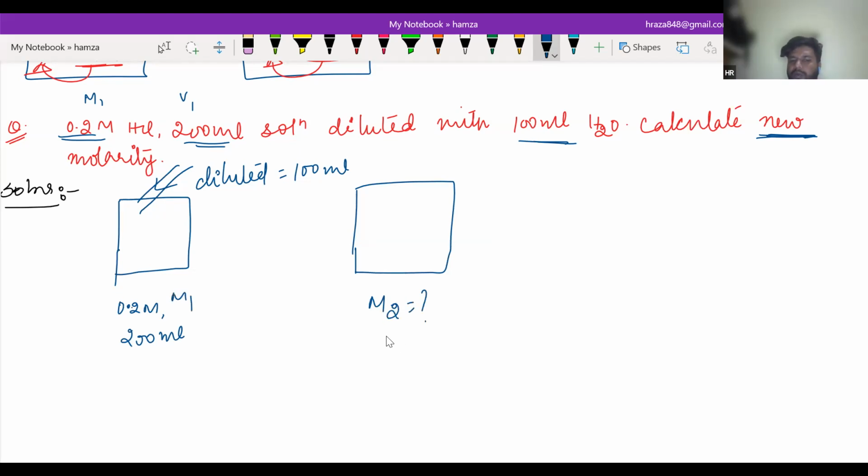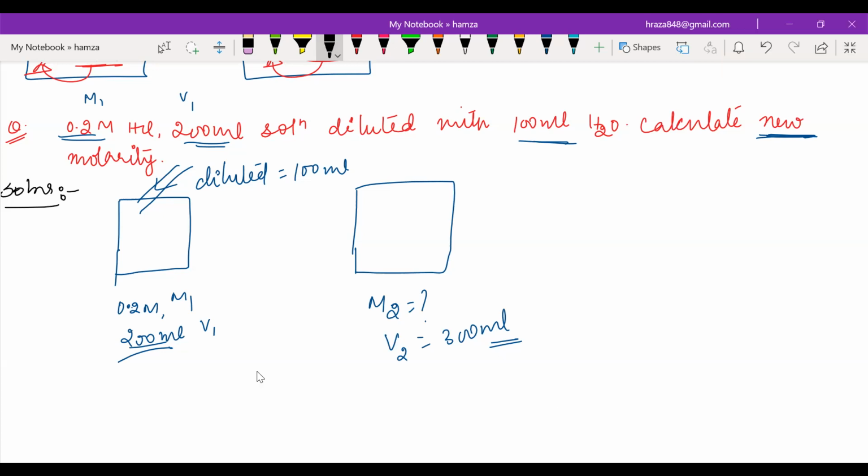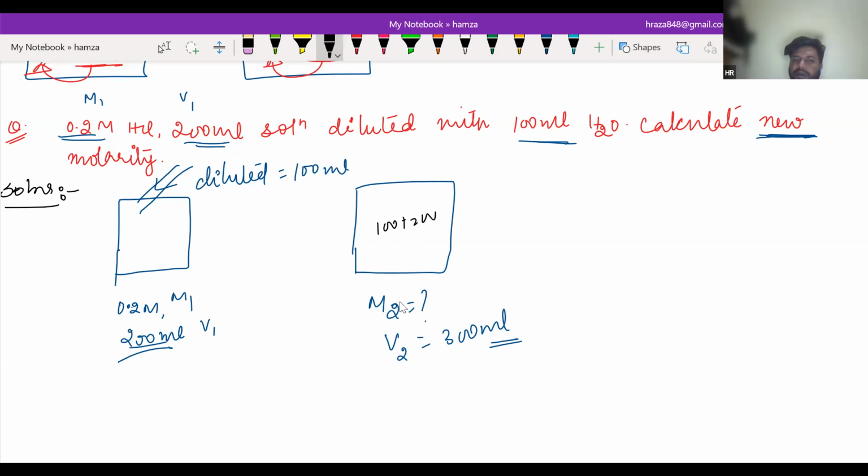This is M1 and this is V1. What will be V2? Initially V1 is 200 ml, and after adding 100 ml, V2 will be 300 ml. Yes or no? Yes, 200 plus 100 will be 300 ml. Again, this term diluted shows that dilution takes place.